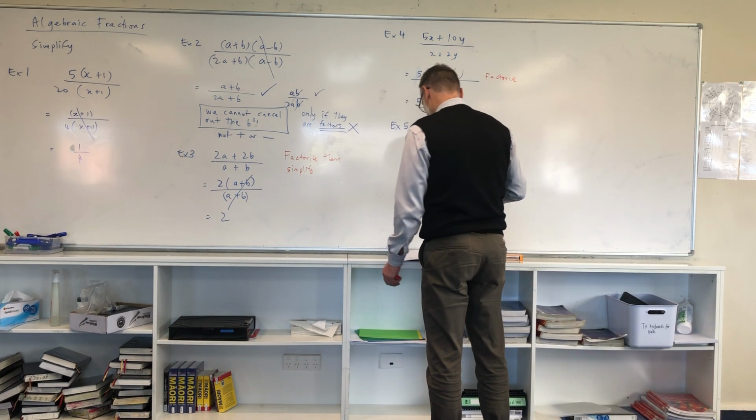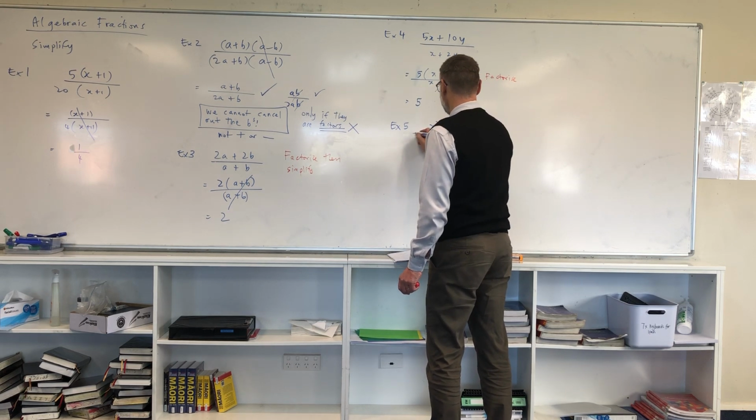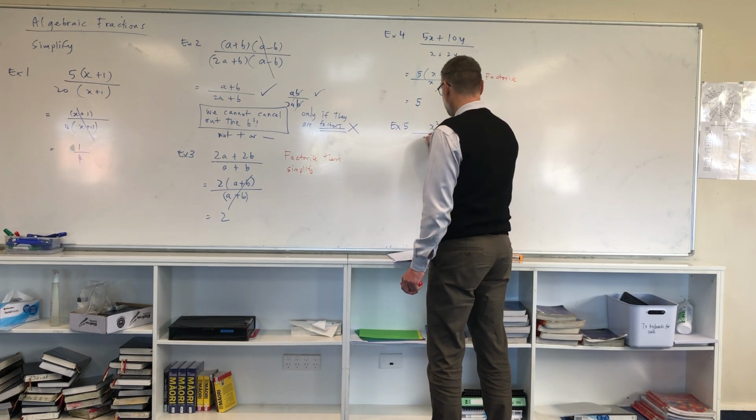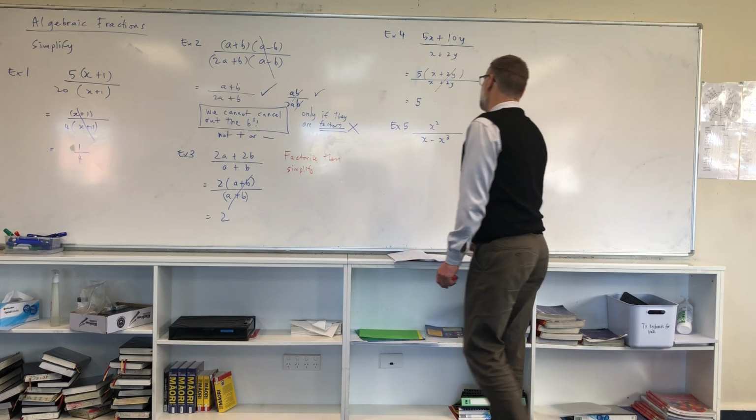The next example is similar. I've got x squared all over x minus x cubed.